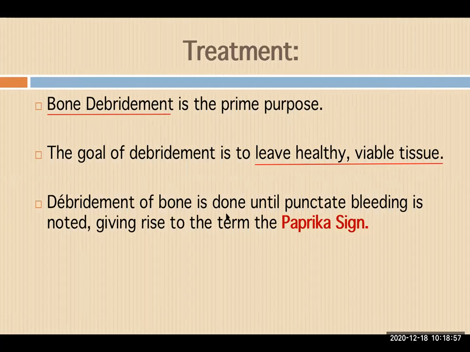Debridement of bone is done until punctate bleeding is noted, giving rise to the term the paprika sign. Now, this type of question can be asked in the exam. So what do you mean by that? Debridement of the bone is continued until some punctate bleeding is noted, meaning some healthy tissues are there. Only then can the bleeding occur from there nicely. So this is known as the paprika sign. And the surgeon knows, yes, I have done enough debridement. Now a good cavity is already made. So this is how the debridement is done.